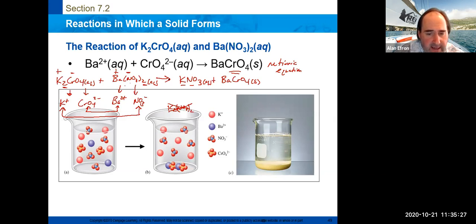So now that I do that, I can balance it simply by putting a 2 right there in front. And this equation here, where we write everything that is going on with their proper formulas, this again is what is referred to as the molecular equation. Any question on that there?